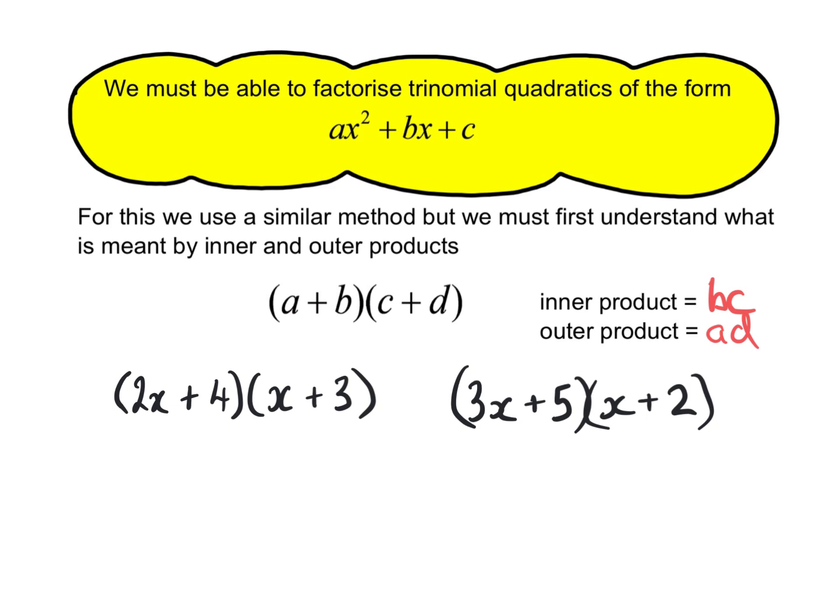So looking at these double brackets down here, in this first set we have an inner product of 4 times x, so my inner product here would be 4x, and my outer product would be 2x times 3, so my outer product would be 6x. In this one, our inner product would be 5x, and our outer product would be 6x, 3x times 2. And that's basically all we need to know to go on and factorise these harder trinomials.